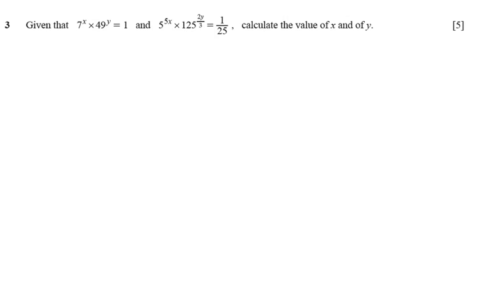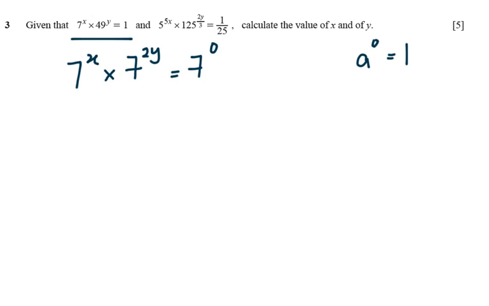You have to calculate the value of x and of y. So first thing you can do is to make the base the same for the first equation. So what you can do is write it as 7 to the power of x times 7 to the power of 2y equivalent to 7 to the power of 0. We know that any number to the power of 0 is equivalent to 1. Hence, it can be written in this way.